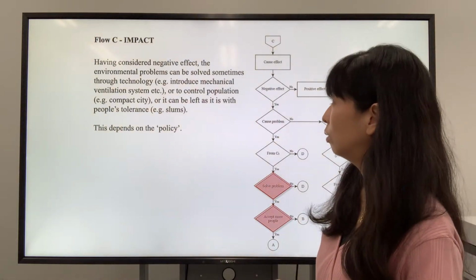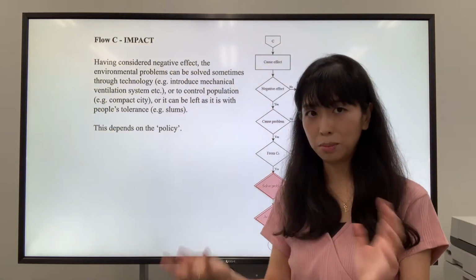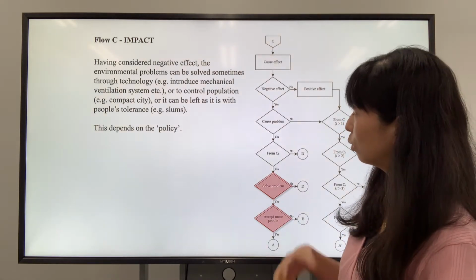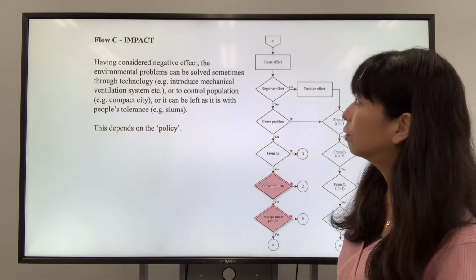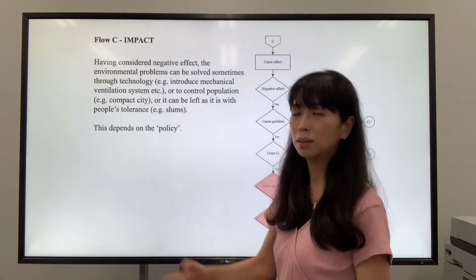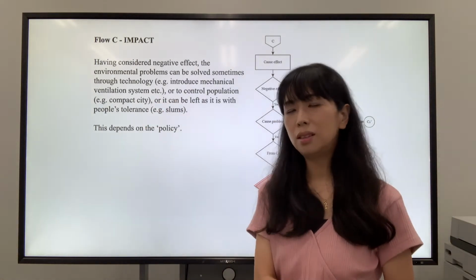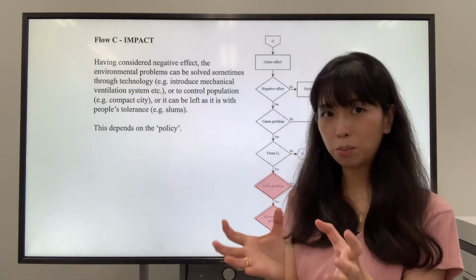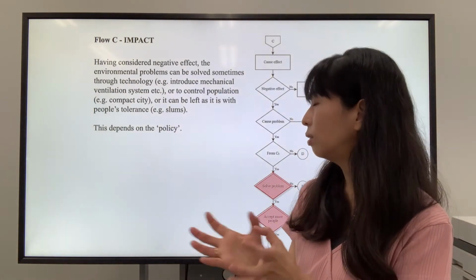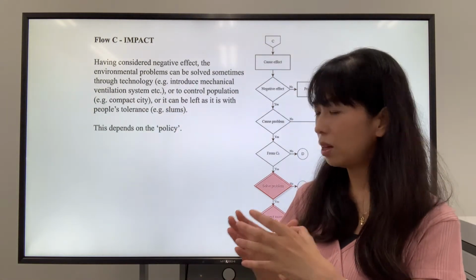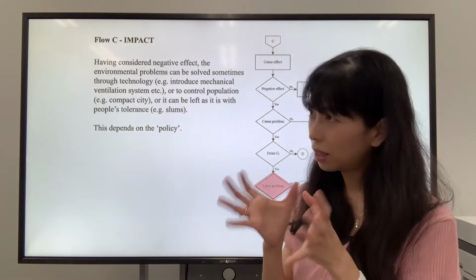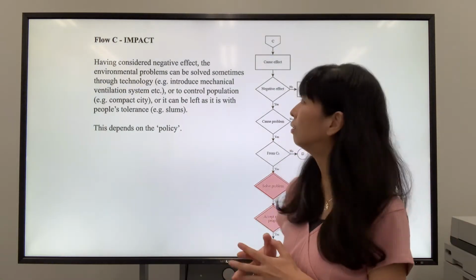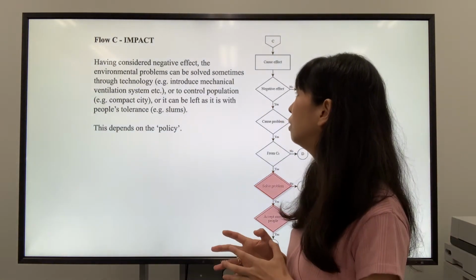So you introduce a mechanical ventilation system, etc., something like this. Or you have the idea to control the number of population. So this relates to like compact city. Also, Garden City by Ebenezer Howard has this concept of controlling the population size. So this relates to the compact city, where you are able to control the right number of people in the right area.